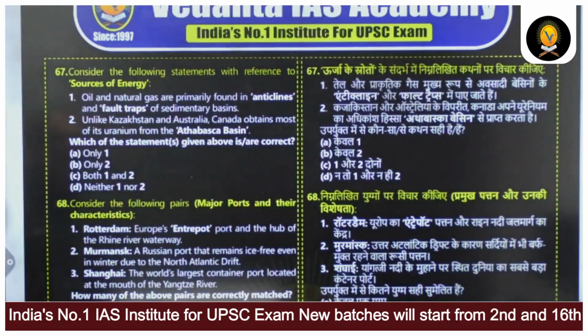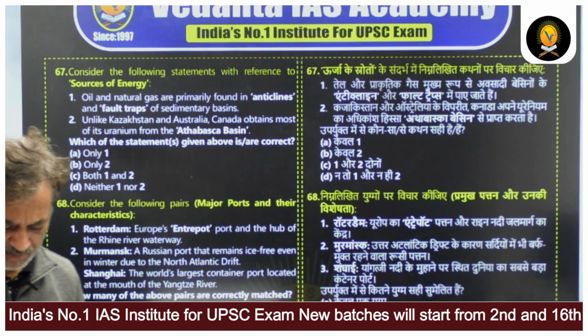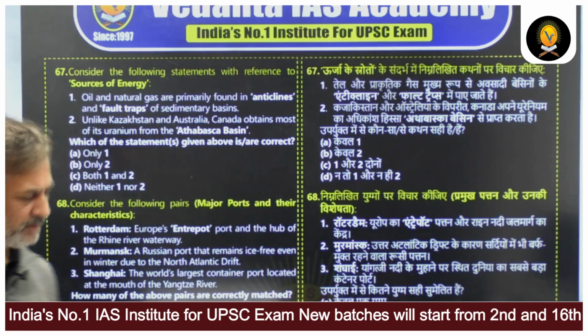Now, consider the following statement with reference to sources of energy. Oil and natural gas are primarily found in anticline and fault traps of sedimentary basins, yes, syncline, anticline. Okay. Unlike Kazakhstan and Australia, Canada obtained most of its uranium from the Athabasca Basin. Yes, Athabasca Basin, Athabasca Lake, Uranium City is located on Athabasca. Okay. So, 67, both are correct.